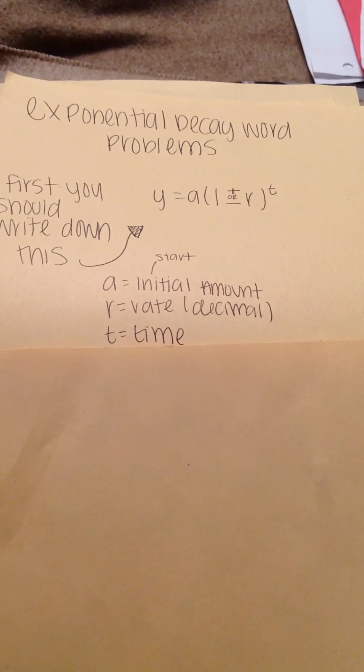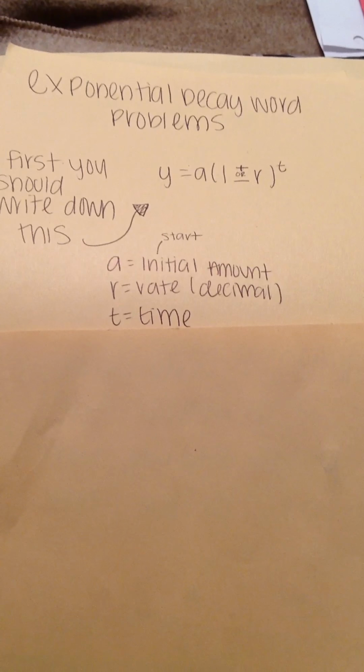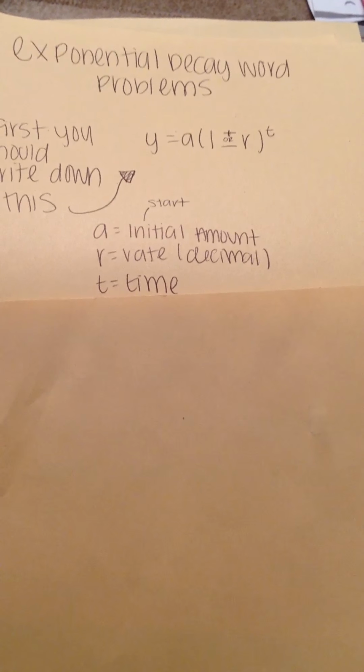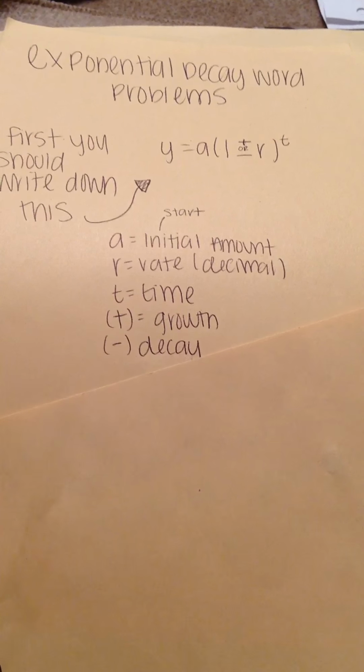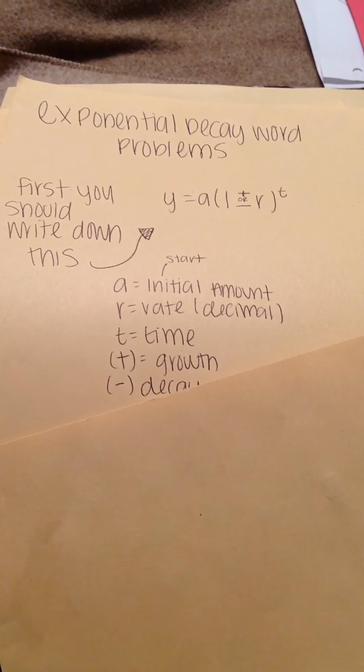T is your time, so it tells you after 5 years, 10 years, 30 years, depending on your equation, that's your t. Plus or minus is the growth and decay, exponential growth or exponential decay, where minus is decay. We'll be working with a lot of minuses. I just think you should know that.